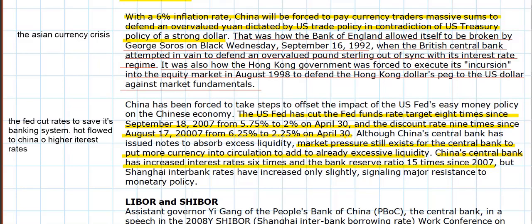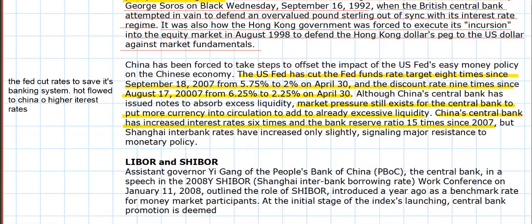China has been forced to take steps to offset the impact of the U.S. Fed's easy money policy on the Chinese economy. The U.S. Fed has cut the Fed funds rate target 8 times since September 18th, 2007, from 5.75% to 2% on April 30th. And the discount rate 9 times since August 17th, 2007, from 6.25% to 2.25% on April 30th.